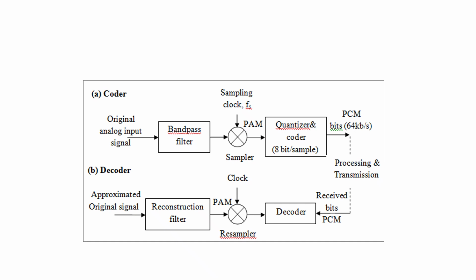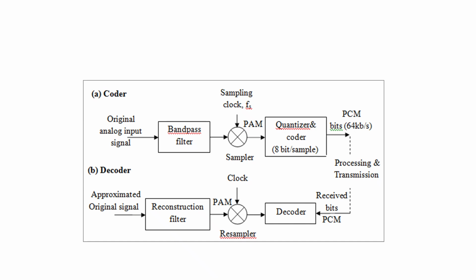The received signal is processed in the receiver. First of all, the received signal is decoded. Whatever encoding scheme we have used, accordingly the signal is decoded, and the decoded signal is given to the resampler circuit. In the resampler, we use a clock signal for time synchronization, and from the sample values, the message signal is reconstructed.